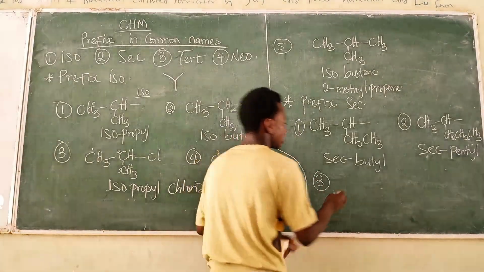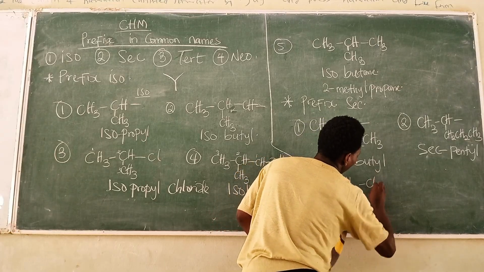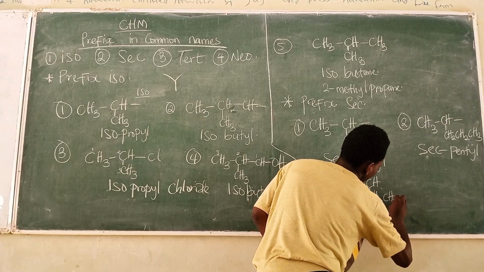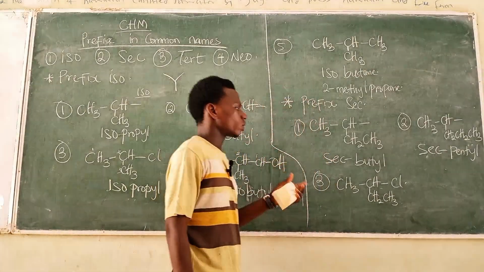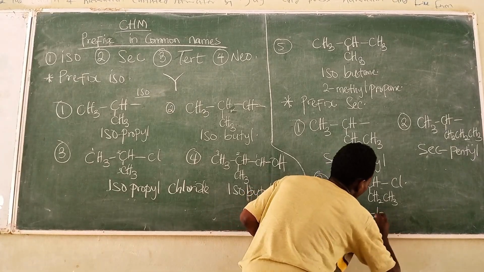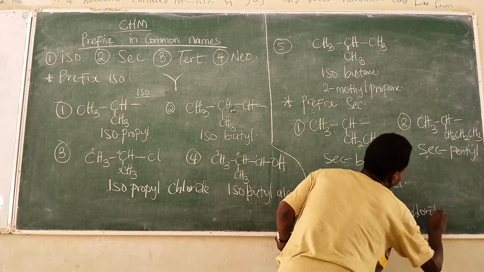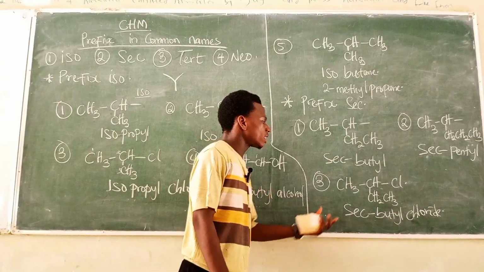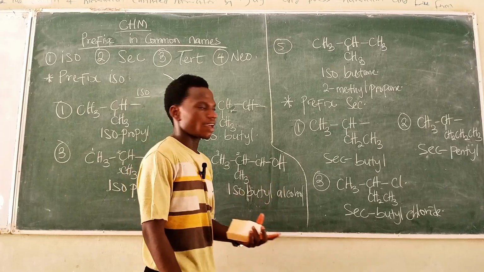Example 3. Now, let's say we have CH3, CH, CH2, CH3 that is bonding to a chlorine atom. So the name of this particular structure becomes sec-butyl chloride. So that is how to name organic compounds using the prefix sec.